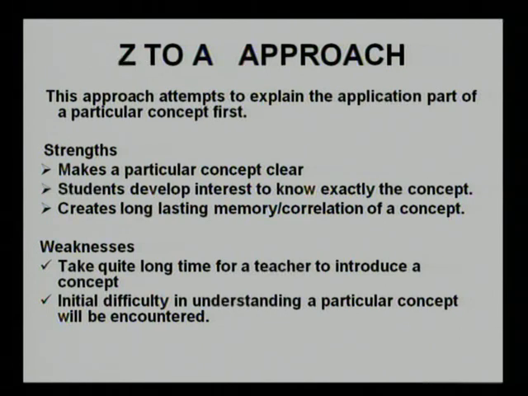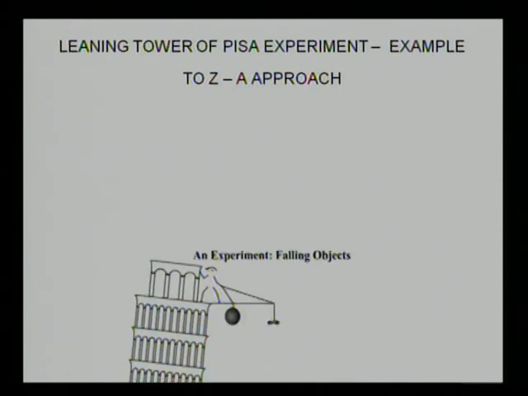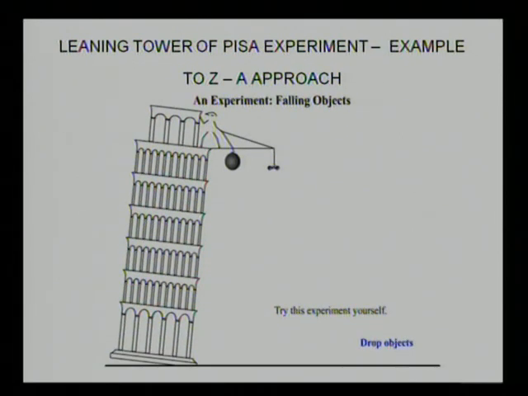Constraint, a lot of information gathering. So it is a little difficult. Initial difficulty in understanding a particular concept will be encountered slowly and slowly. There is an example given, that of a leaning tower of Pisa experiment, an example of the Z to A approach.